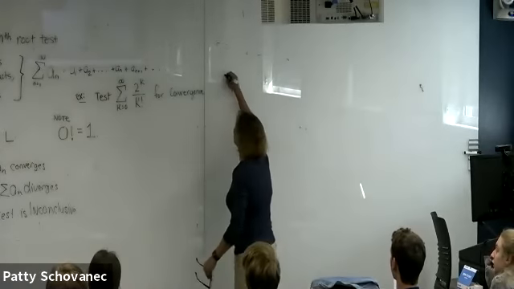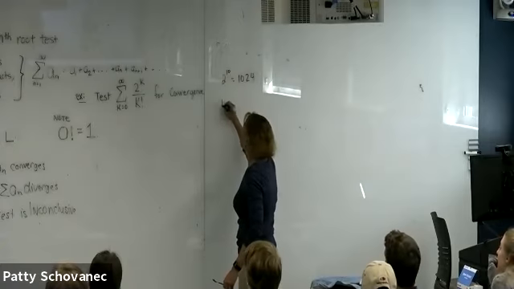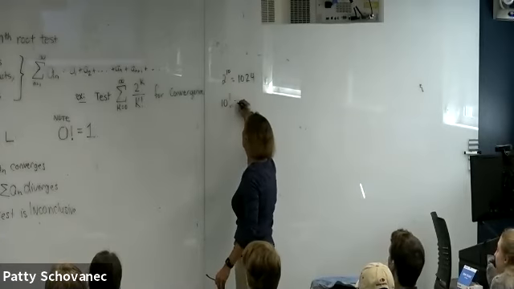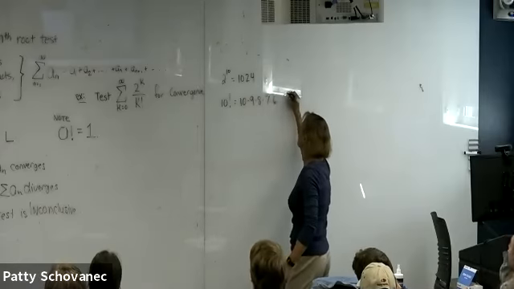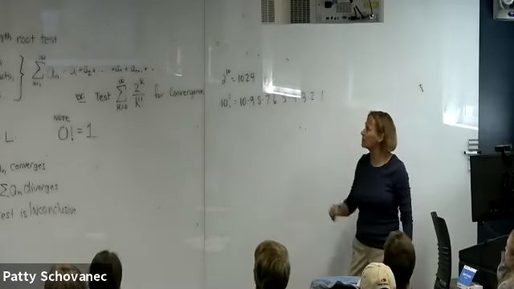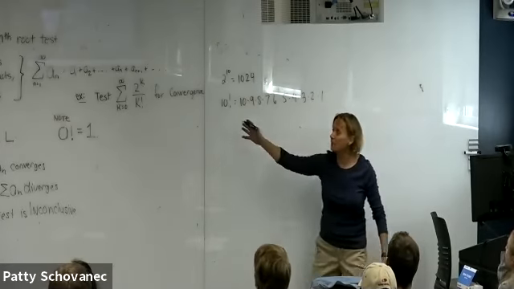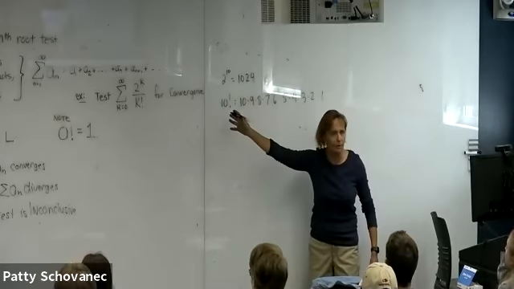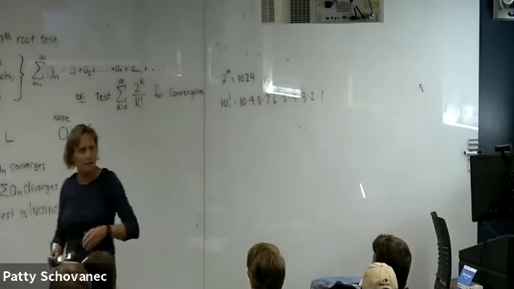2 to the 10th is 1024. 10 factorial is big. 10 factorial is much bigger than 1024, right? So I'm saying that so that you know that this has a limit that goes to 0. We should go ahead and do a test.